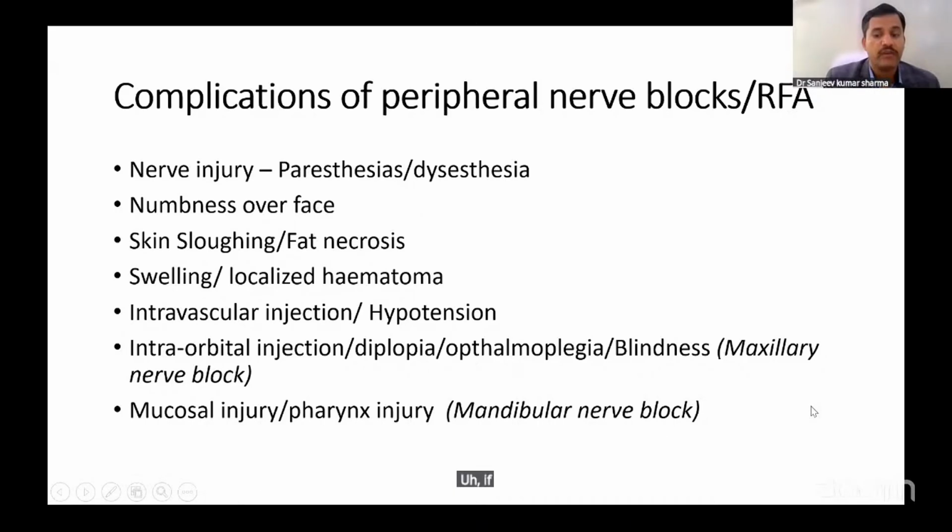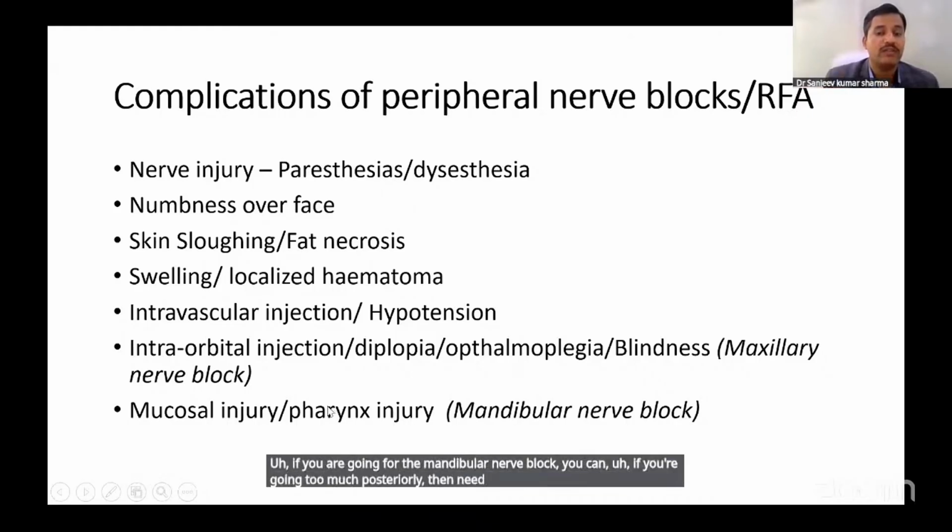If you are going for the mandibular nerve block, and you are going too much posteriorly, then the needle can enter into the pharynx or it can cause mucosal injury.